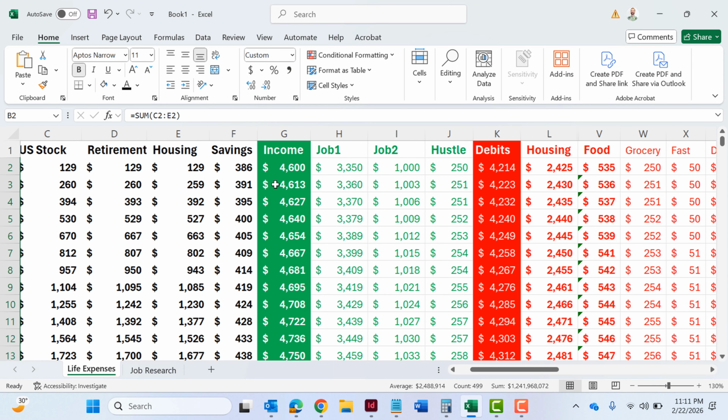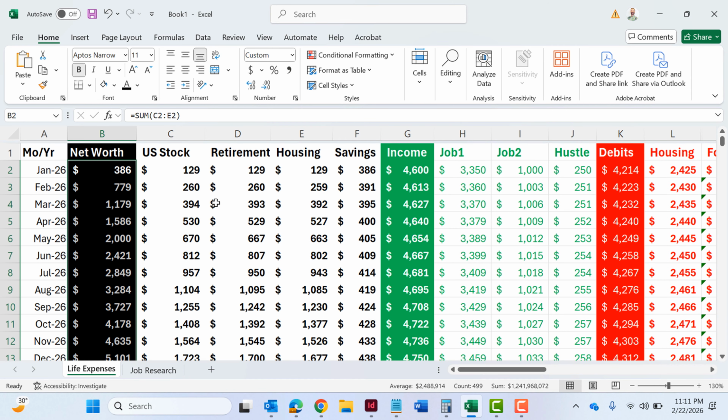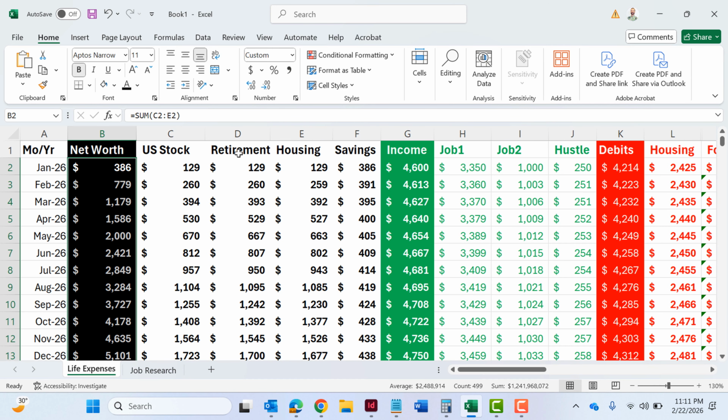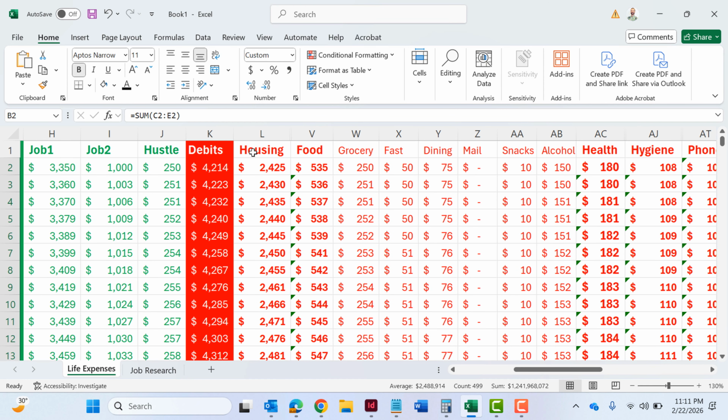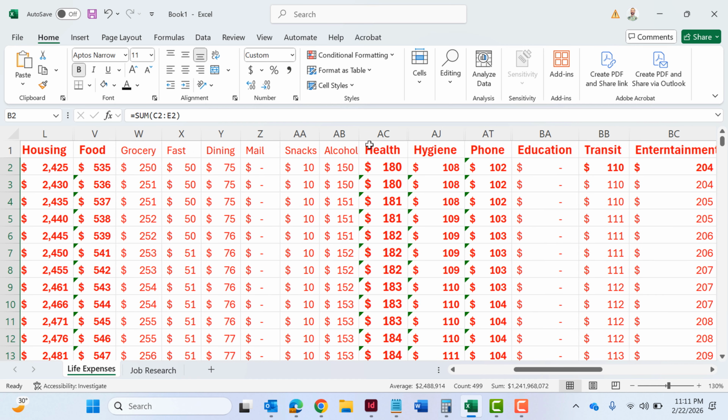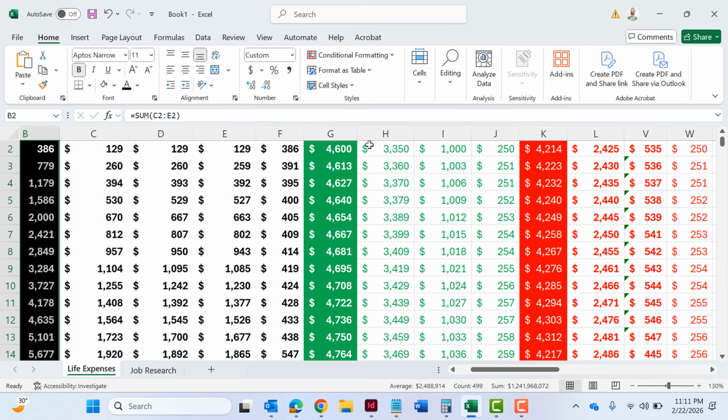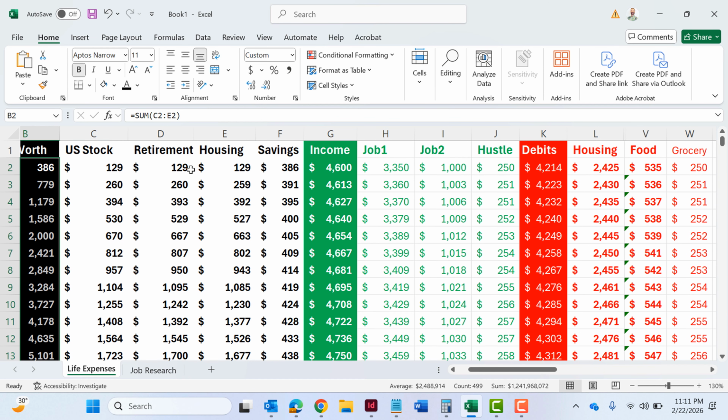All right, so let's review really fast. This is what you're going to be turning in. All these subcategories that are feeding into categories, that are feeding into super categories, that are feeding into the ultimate categories of net worth, income, debits, and your three types of investments.